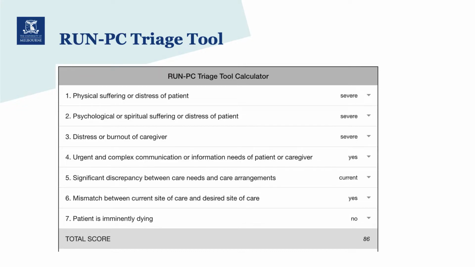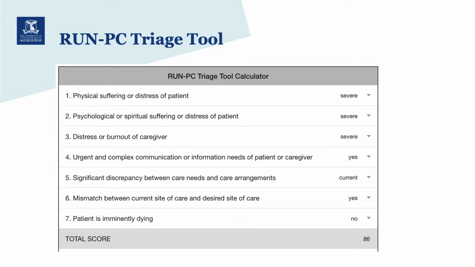Don't have information about the care staff at the residential facility, but I would suspect that they're feeling pretty distressed about the situation as well. So that would flag on number 3 too. Urgent and complex communication or information needs.